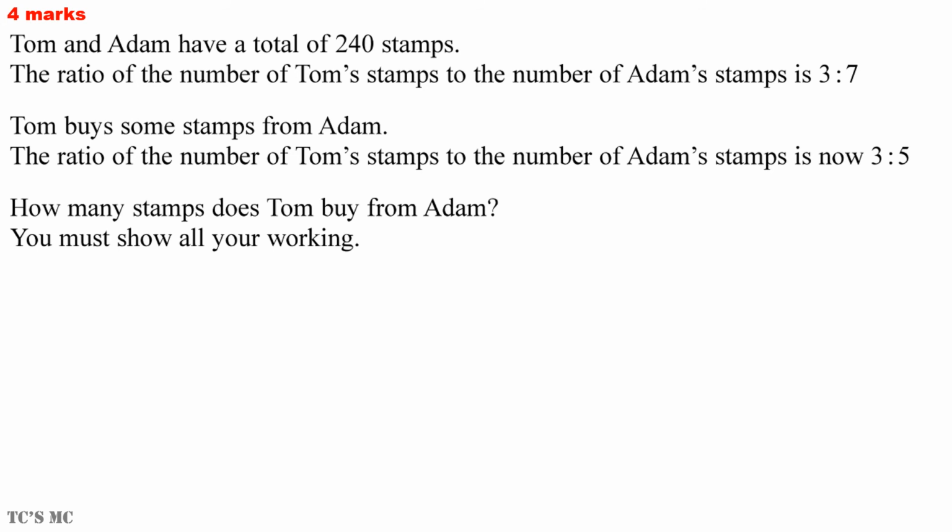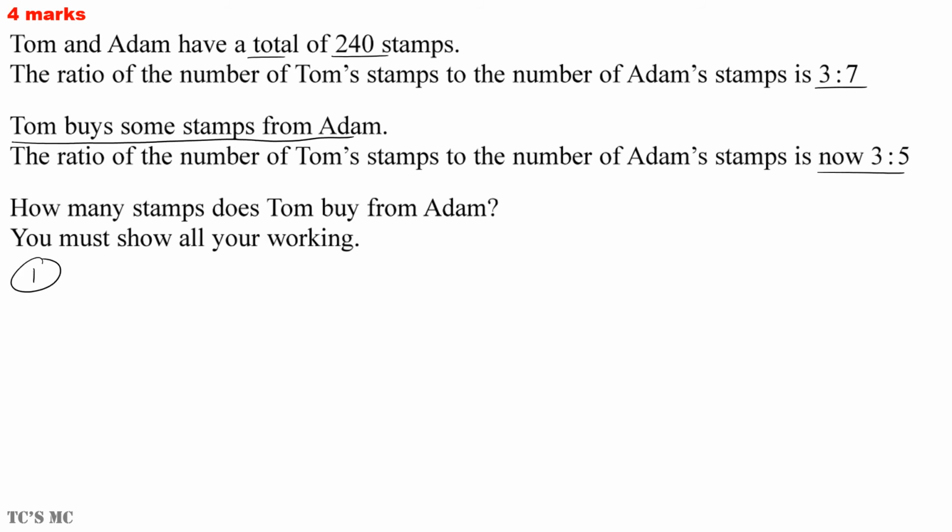Tom and Adam have a total of 240 stamps. The ratio of the number of Tom's stamps to the number of Adam's stamps is 3:7. Tom buys some stamps from Adam. The ratio of the number of Tom's stamps to the number of Adam's stamps is now 3:5. How many stamps does Tom buy from Adam? You must show all your working.